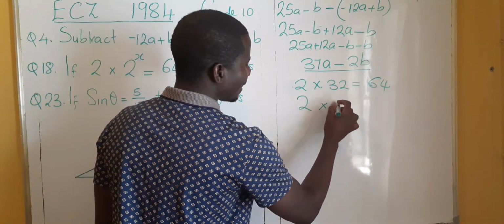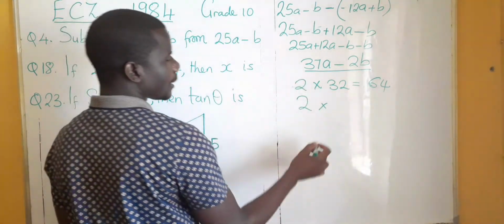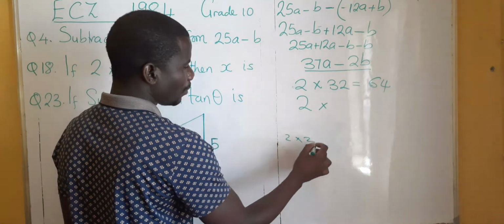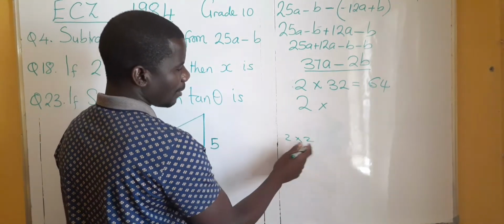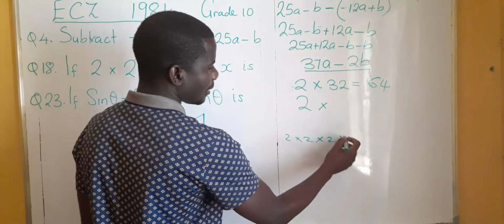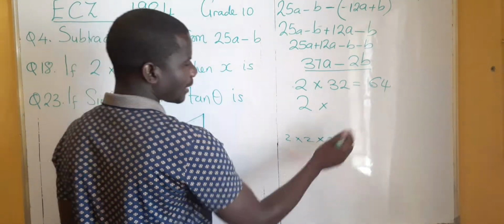You're going to discover that when you write, we are saying 2 multiplied by 2, what do we get? This gives us 4. Again, multiplied by another 2, this gives us 8. Multiplied by another 2, this gives us 16.